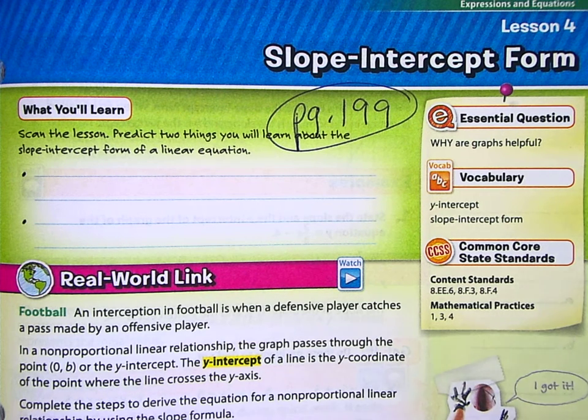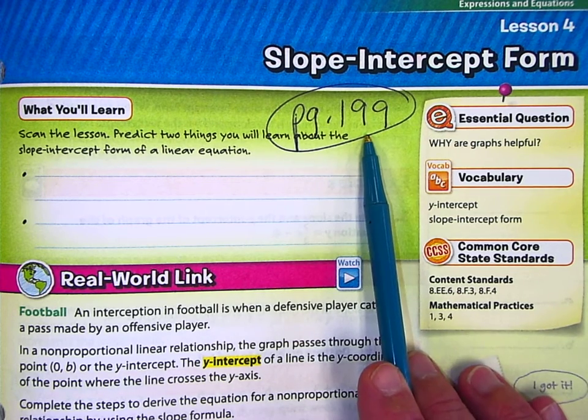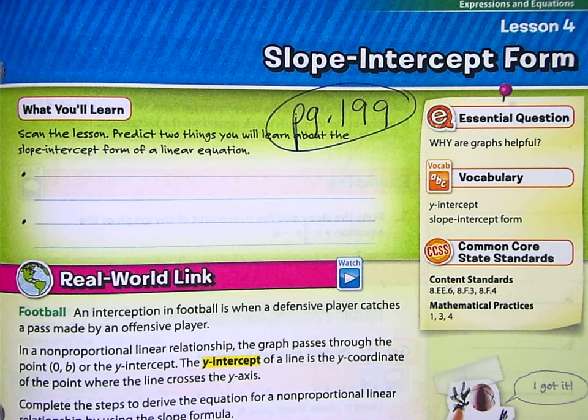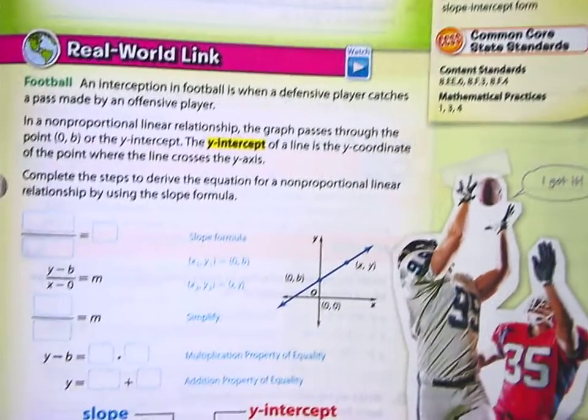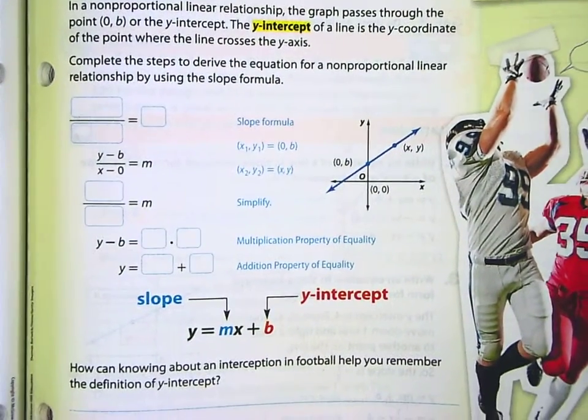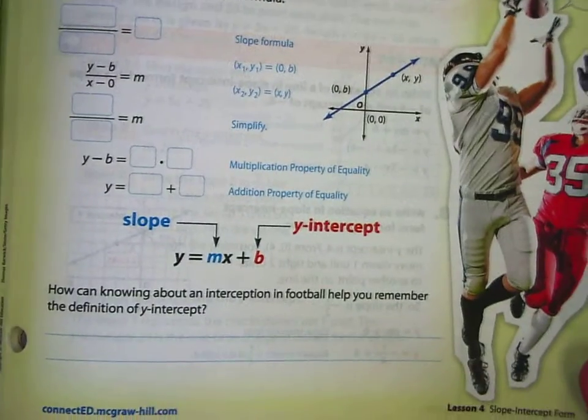Okay, folks, we are on lesson 3.4, slope-intercept form. We're on page 199. So if you're not there yet, pause the video and get to that page. Okay, we're going to look at a new equation called slope-intercept form. So we're going to look at the very bottom of this page 199.